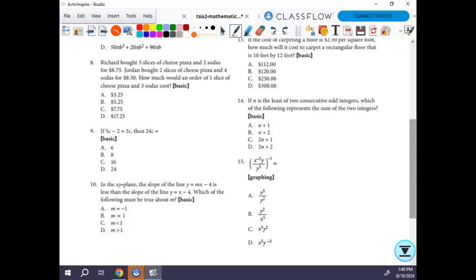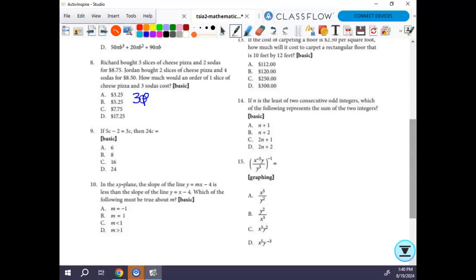All right, so here, and this is something, the SAT loves systems of equations. This is a system of equations, okay? Is there a way you could do it differently? Probably, but systems of equations is going to be the easiest. So he's got 3 slices of cheese pizza and 2 sodas. So I'm going to use P for pizza and S for sodas, instead of X and Y.